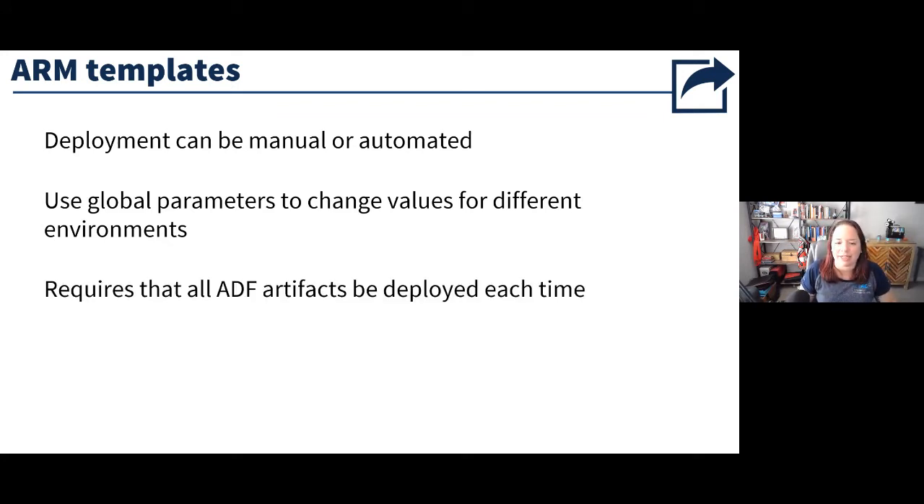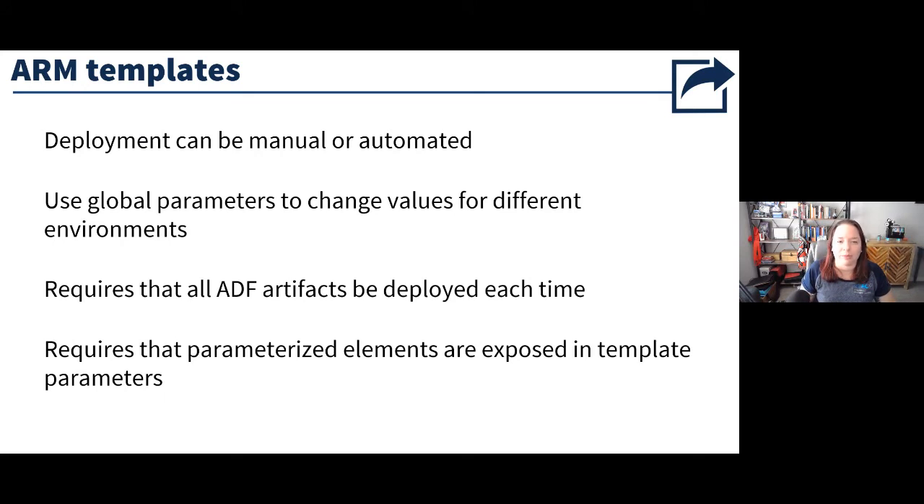The downside of that is that your ARM templates contain every pipeline, every linked service, all the stuff. There is no selective deployment, so every artifact gets deployed each time. Another part that bothers some people, and this may be industry specific or subject specific, is that all those parameterized elements are exposed in your template parameters. So if you don't want the connection strings to be in your activity log when you're deploying, things like that, then maybe this isn't the way for you.